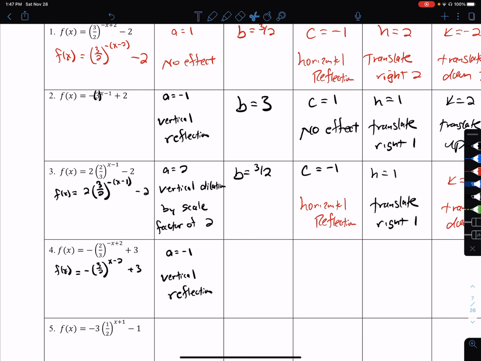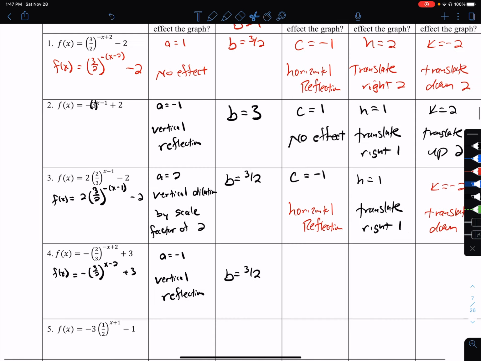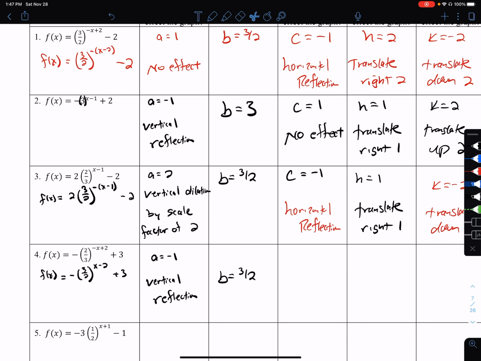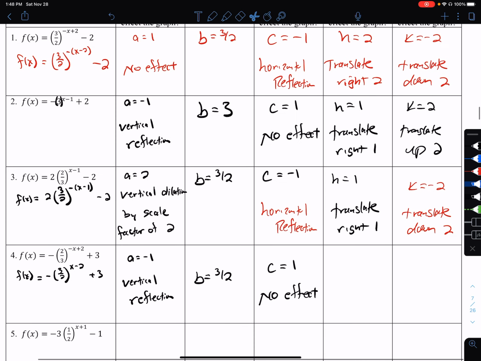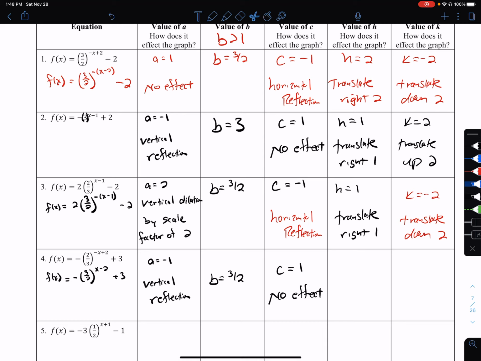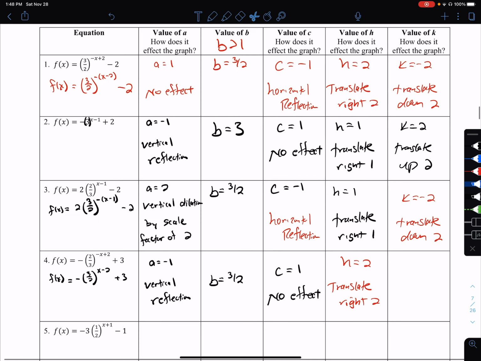B is 3 over 2. C is positive 2. I'm sorry, that's not what C is. C is 1. So what you're multiplying the inside function by has no effect. H is positive 2. It's going to translate the graph to the right 2. And K is positive 3. It's going to translate the graph up 3.